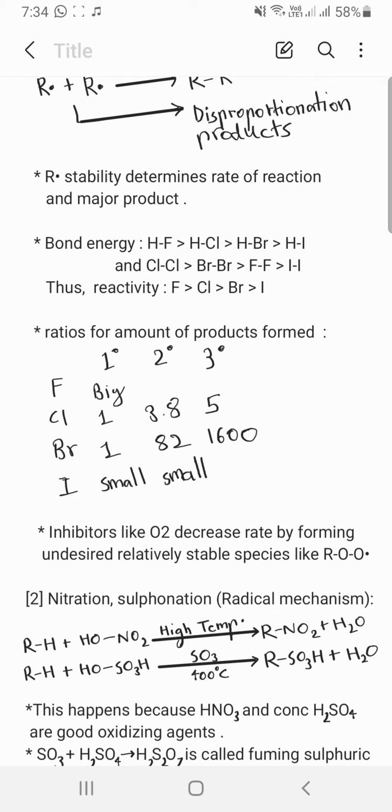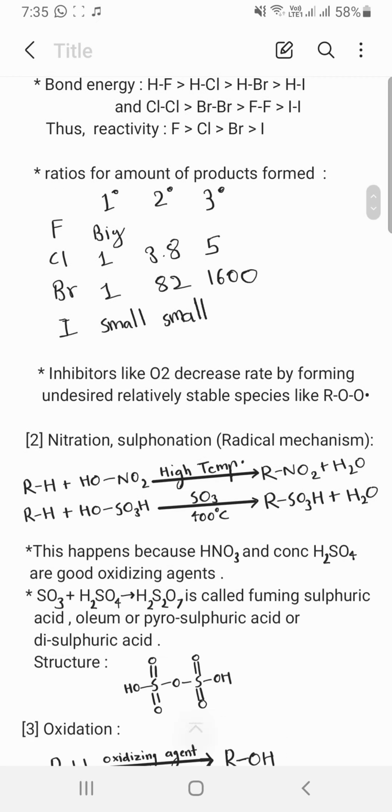Okay, and chlorine is more selective. It goes to 3 degree the most, and the ratio is still okay, it's not that bad. But then for bromine, it just explodes. So 1, then suddenly 82, then suddenly 1600. Okay, so that's big. And iodine is a reversible reaction, as I just told you, and it doesn't form 1 degree, 2 degree that much. 3 degree it might form, but then once again it's a reversible reaction. Inhibitors like O2 decrease the rate by forming undesired relatively stable species like the ROO radical. Okay, fine, that's all right.